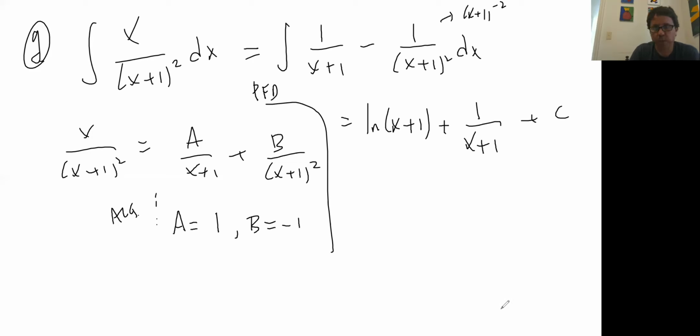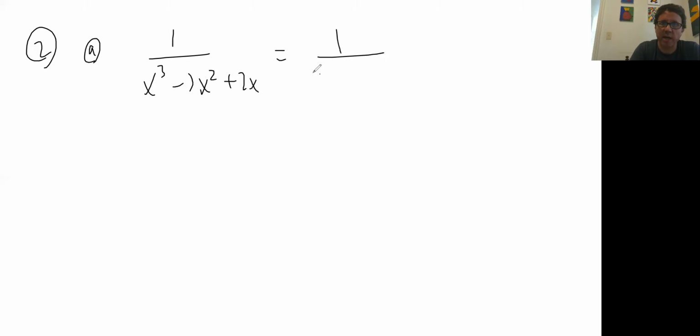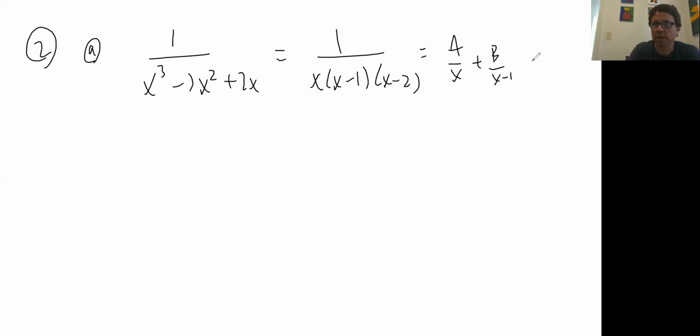Okay. 2 was just set it up. Do not work out the coefficients. A couple of you didn't read that one. If you just set up the pieces, then x cubed minus 3x squared plus 2x can be factored as x, x minus 1, x minus 2. You have to be able to factor it. So this is A over x, B over x minus 1, and then C over x minus 2.